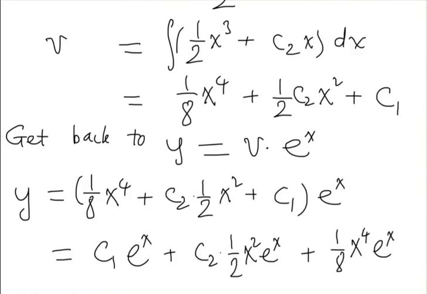So our y1 is given, e to the x, and we have found also from this formula y2 is 1/2 x squared e to the x. And lastly, capital Y is this 1/8 x to the 4 e to the x.